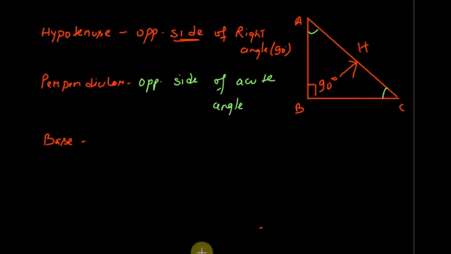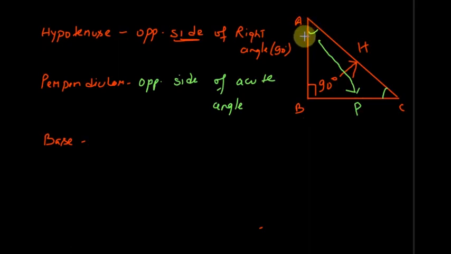Now for perpendicular, we should first select an acute angle because we have two acute angles. We cannot look from these two angles at one time. We need to select one acute angle, and then locate the perpendicular. So if we select A as the acute angle, our perpendicular will be what? Perpendicular is the opposite side of the acute angle. The opposite side of acute angle A is BC. So BC will be our perpendicular only if we select A as the acute angle.